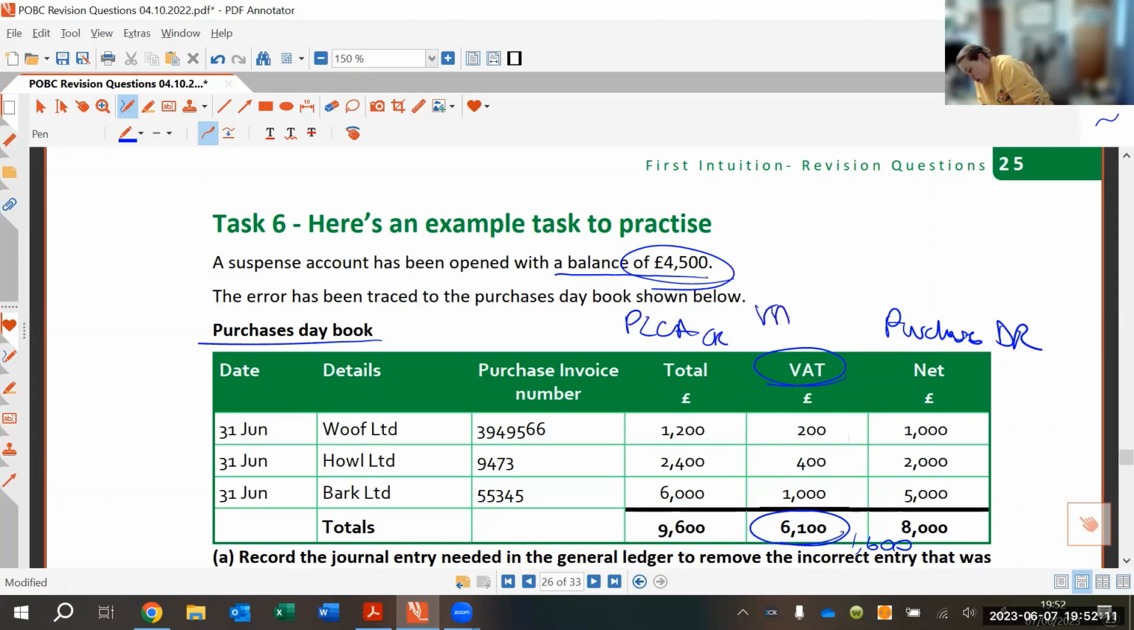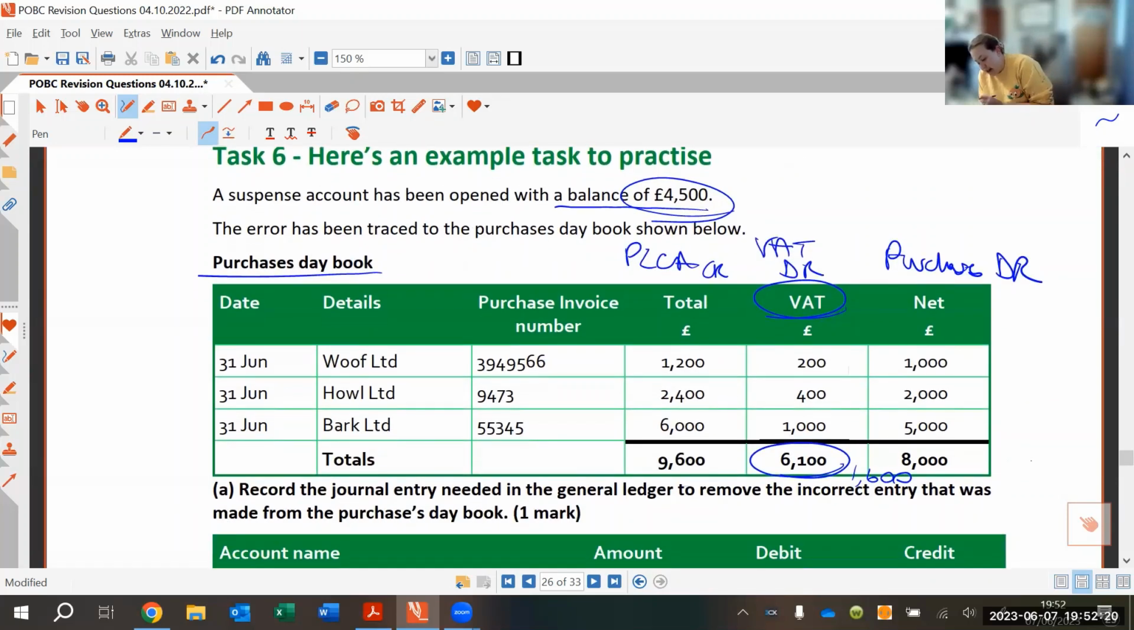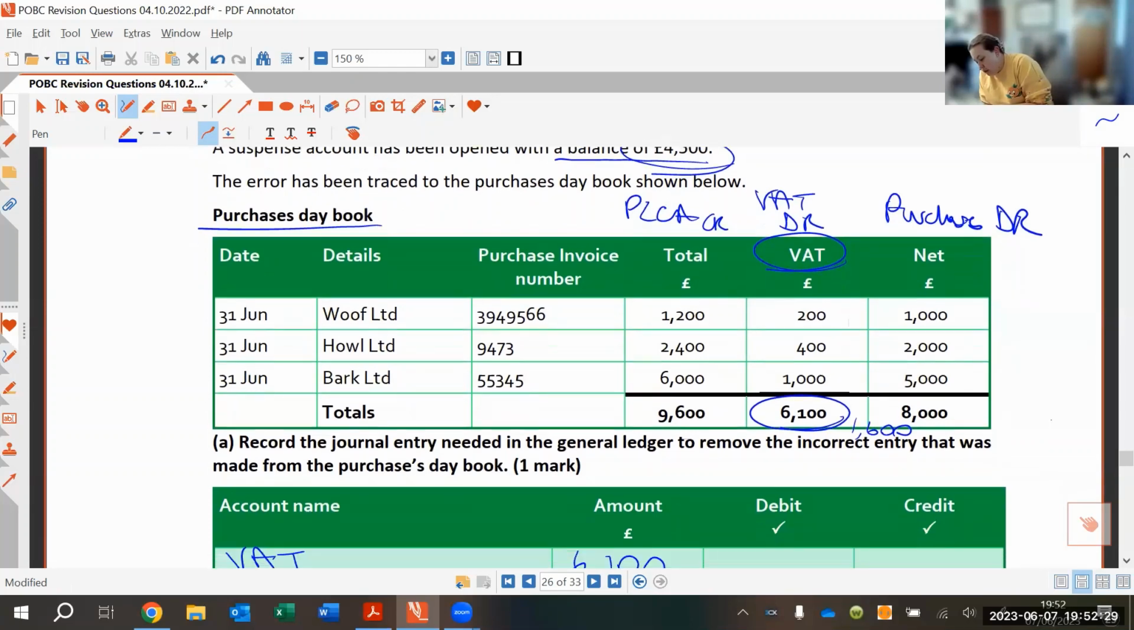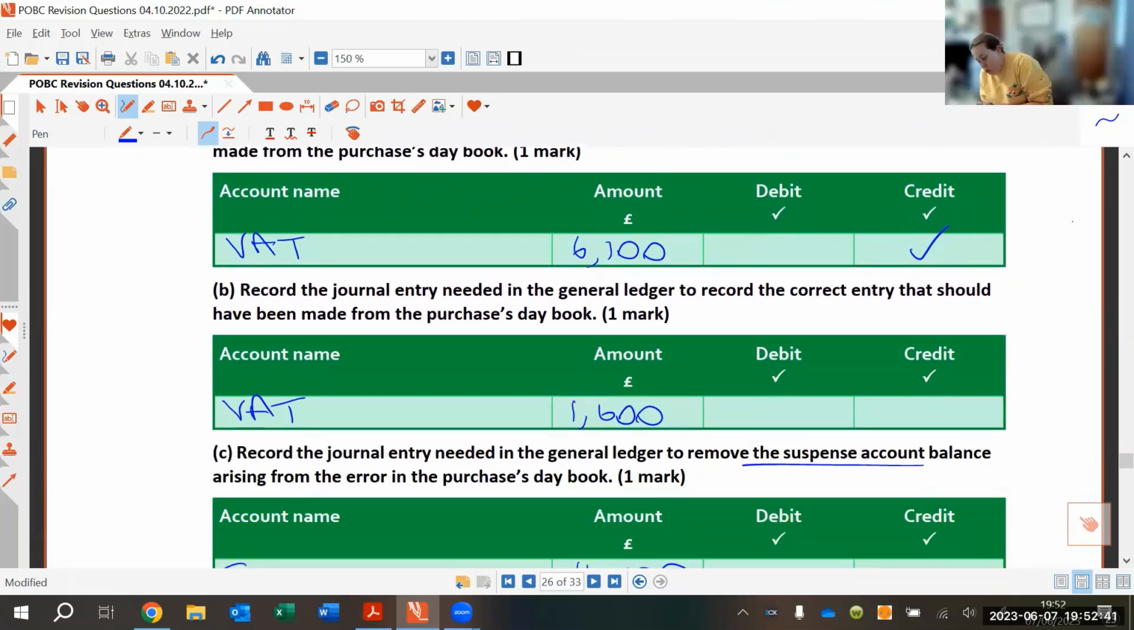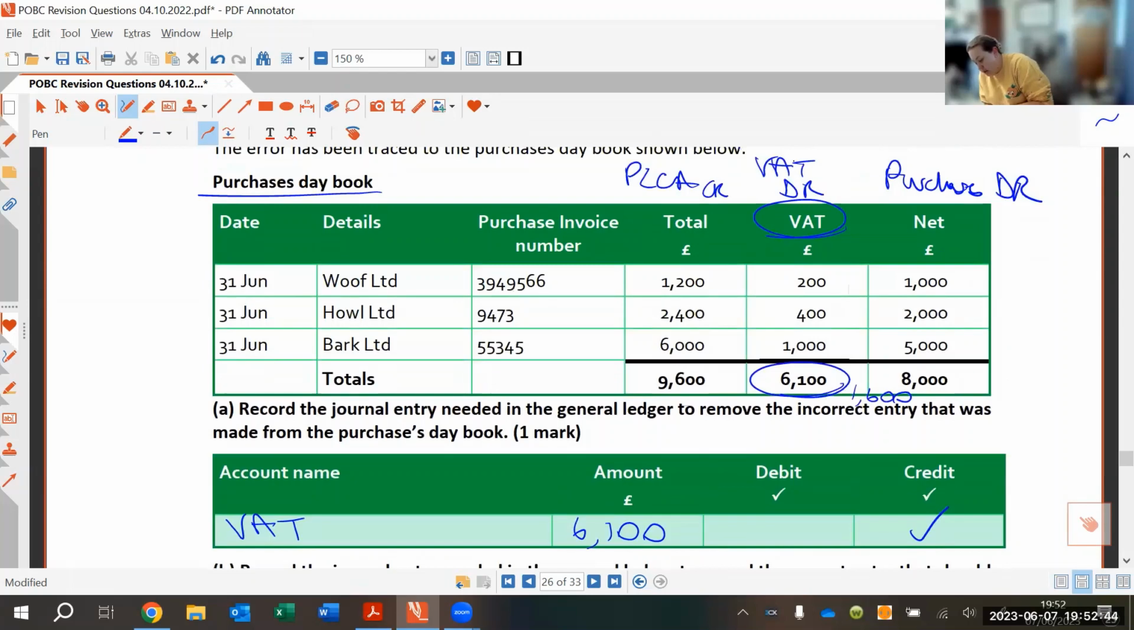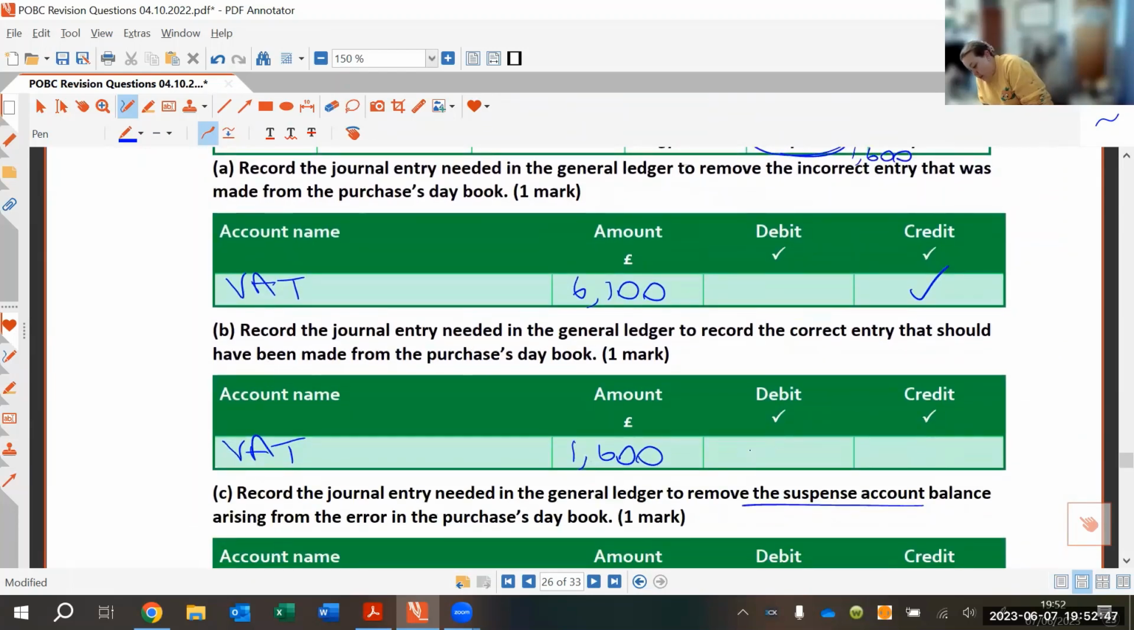The missing link is our VAT, and that matches what we do with the purchases account. So we would have originally debited that VAT account with that 6,100. So if you know what your correct process is, you can then work backwards. We need to remove the original debit of 6,100. So that was originally debited, we remove it, so we'll credit it. We're then posting it correctly. The correct posting for VAT on a purchase is a debit. So we've removed the incorrect bit, we've put the correct bit back in.